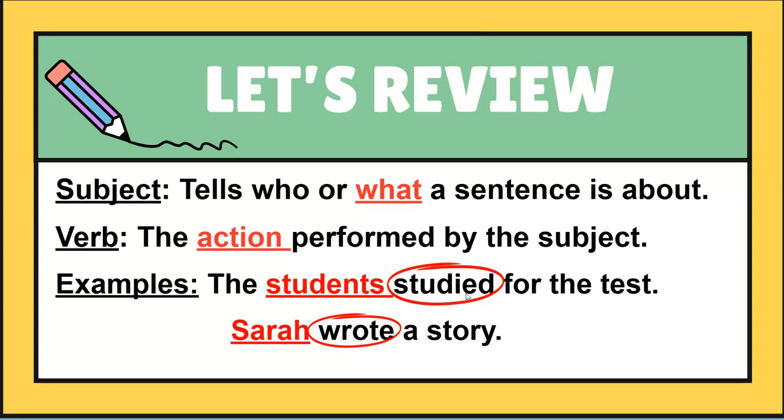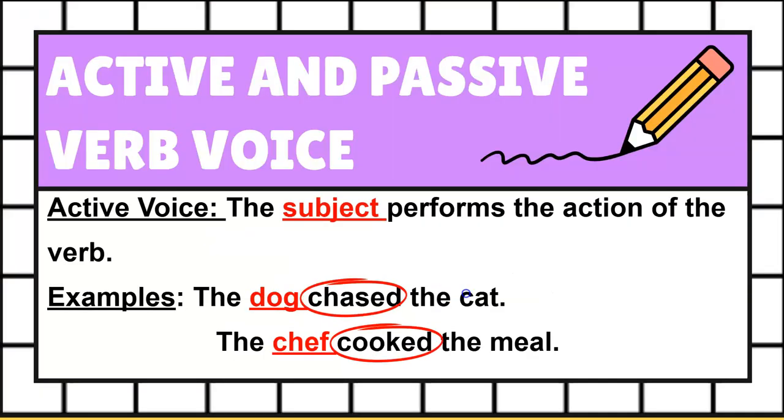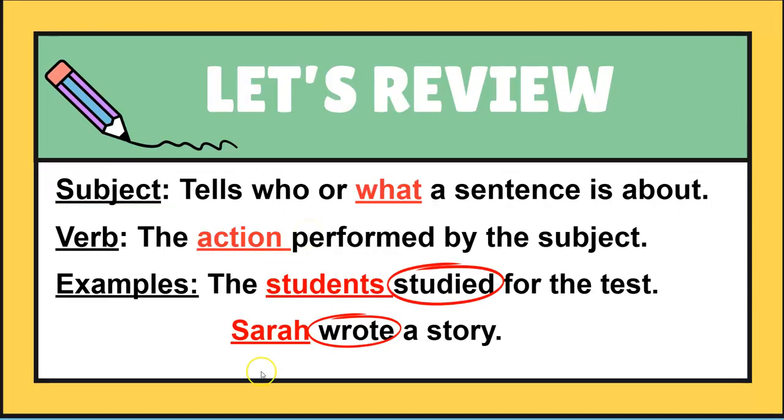Our next example sentence says, Sarah wrote a story. Again, to identify the subject, we have to ask ourselves, who or what is this sentence about? This sentence is about Sarah. And then for the verb, we ask ourselves, what did Sarah do? Sarah wrote. So that is our action word.